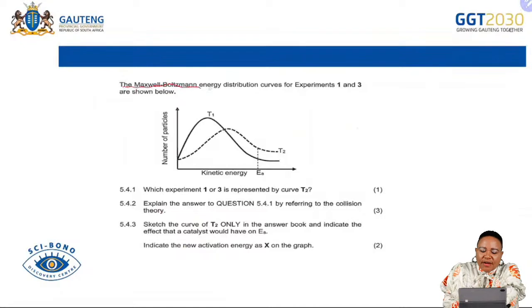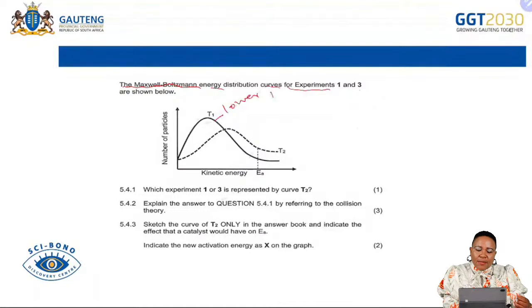Then the Maxwell-Boltzmann energy distribution curve for experiments 1 and 3 is shown. Immediately when you see the curve or graph, you need to recall and conclude which graph represents the higher temperature and which represents the lower temperature, because this is the temperature graph. You can see that graph T1 indicates a lower temperature, and graph T2 represents a higher temperature. So we are comparing experiment 1 and experiment 3. They ask which experiment, 1 or 3, is represented by T2.